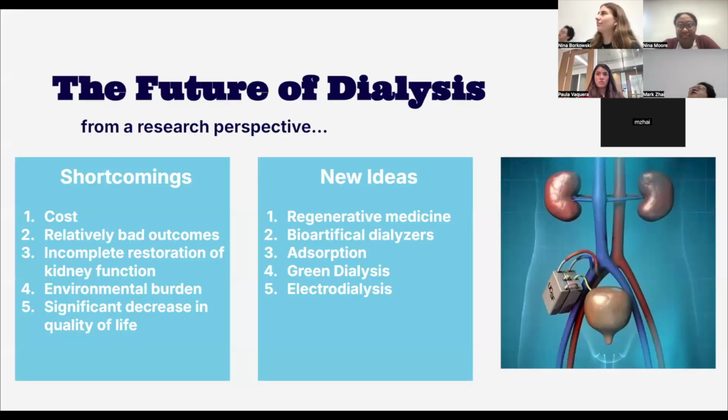This figure would be an example of one of the bioartificial dialyzers as treatment inside a person to replace, I guess, not to replace, but to aid in kidney function.